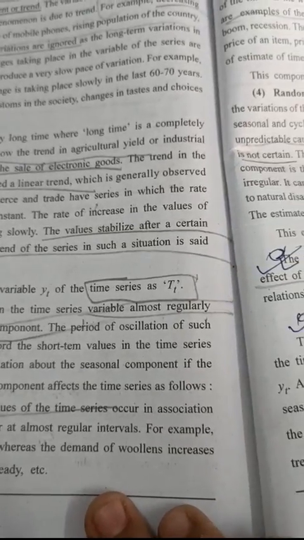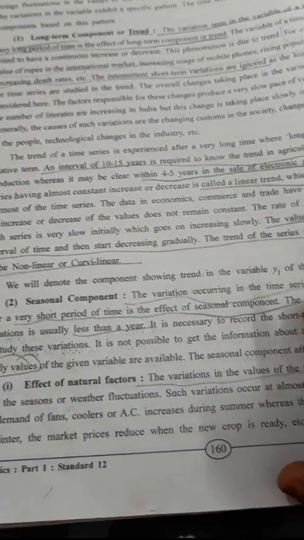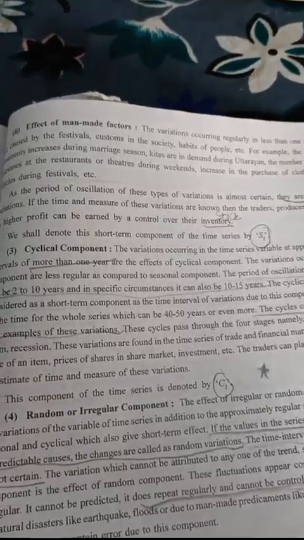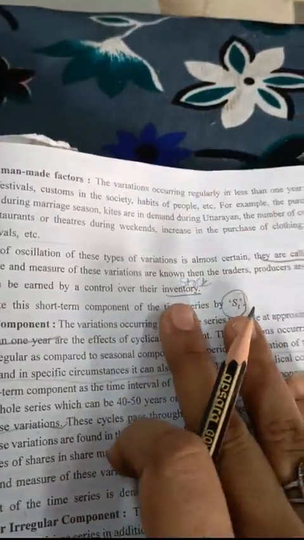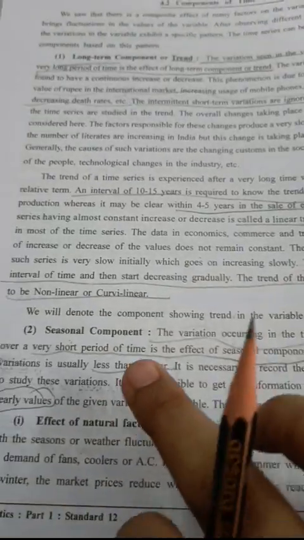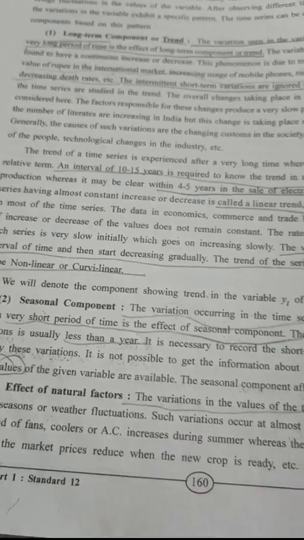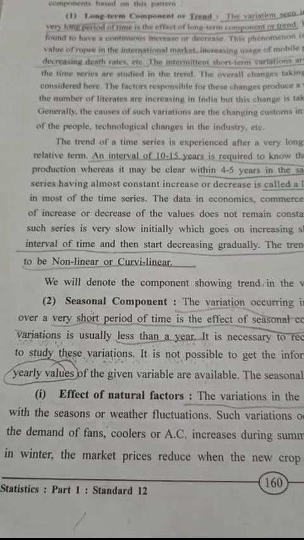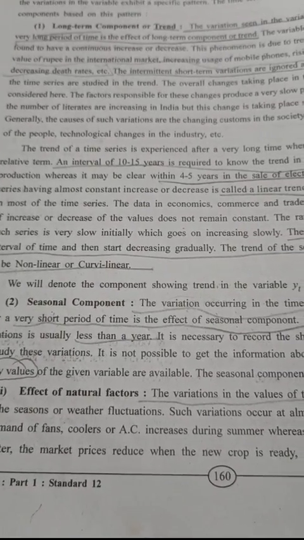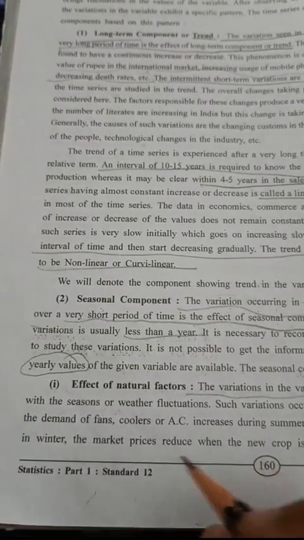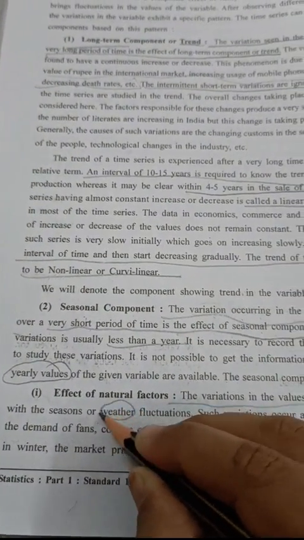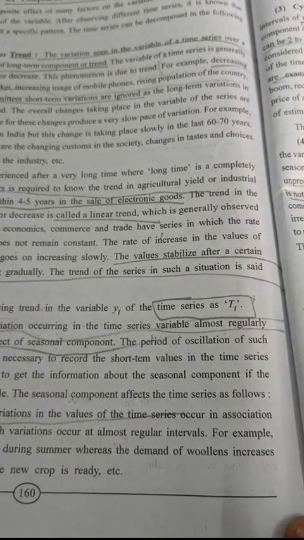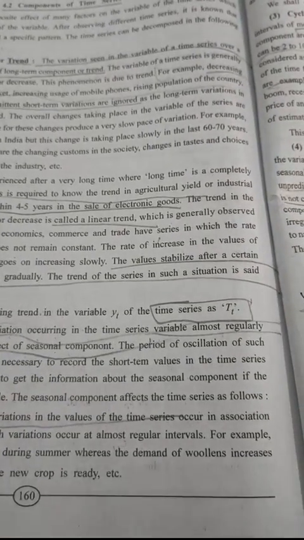The seasonal component affects the time series as follows. Now seasonal component is divided into two parts. First, effect of natural factors, and second, effect of man-made factors. Means natural disasters and man-made disasters, these two are affecting the seasonal component. Effect of natural factor: the variation in the values of time series occurs in association with the season or weather fluctuation. Natural factors are affected by weather fluctuation or due to the disasters of season. Such variation occurs at almost regular intervals, means in an interval at times they are coming.